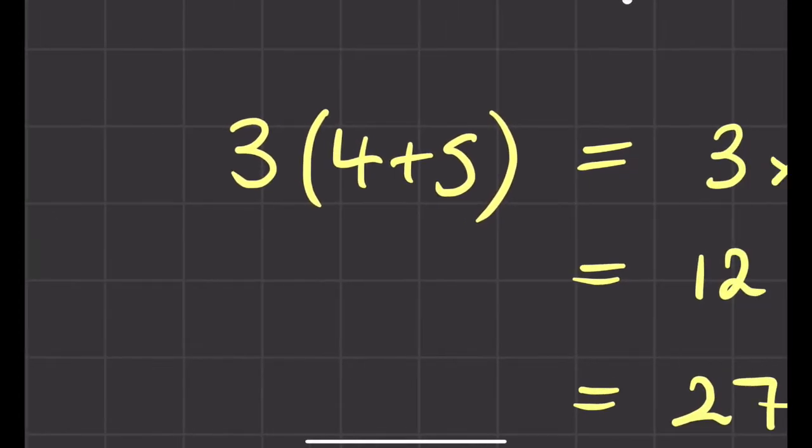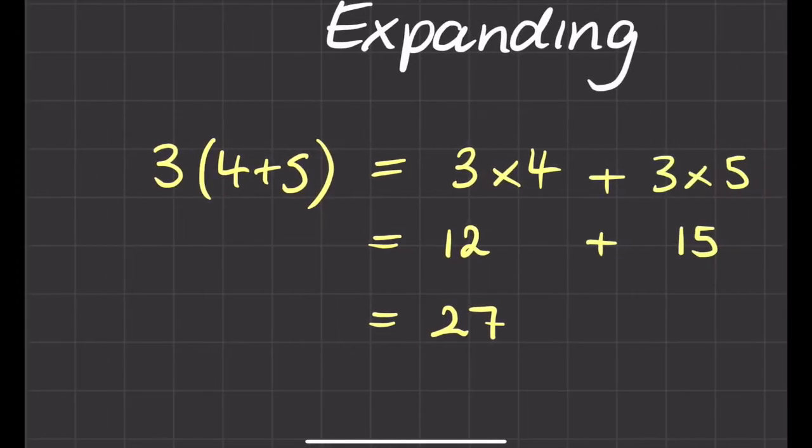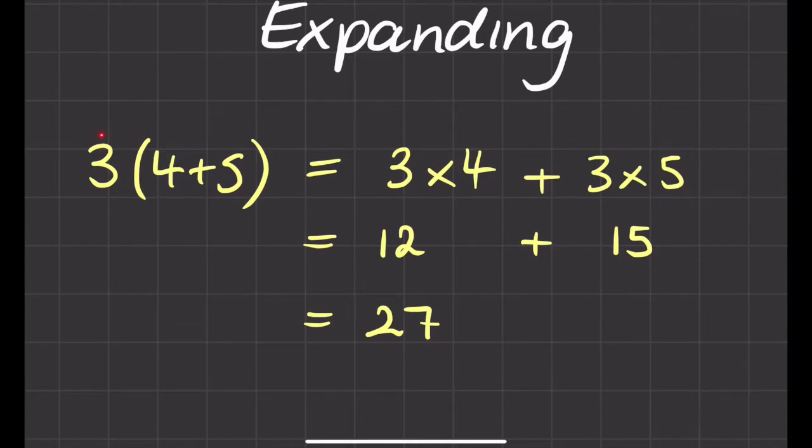But there is another way of doing it. You know, I've got 3 groups of everything, haven't I? I've got 3 groups of 4, and I've got 3 groups of 5. And so I could write it out like this. This is another way of writing out the same expression. 3 times 4 plus 3 times 5. And it gives us the same answer, 27. Right, hold on to that thought and we'll have a look at an example that has letters in.